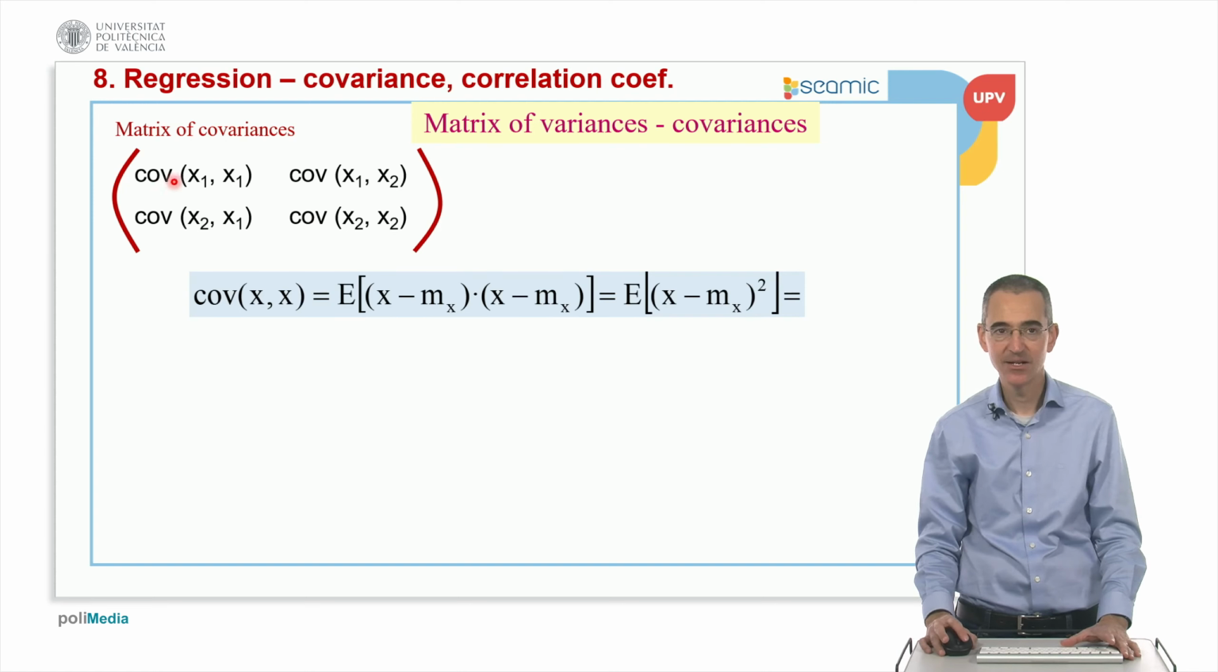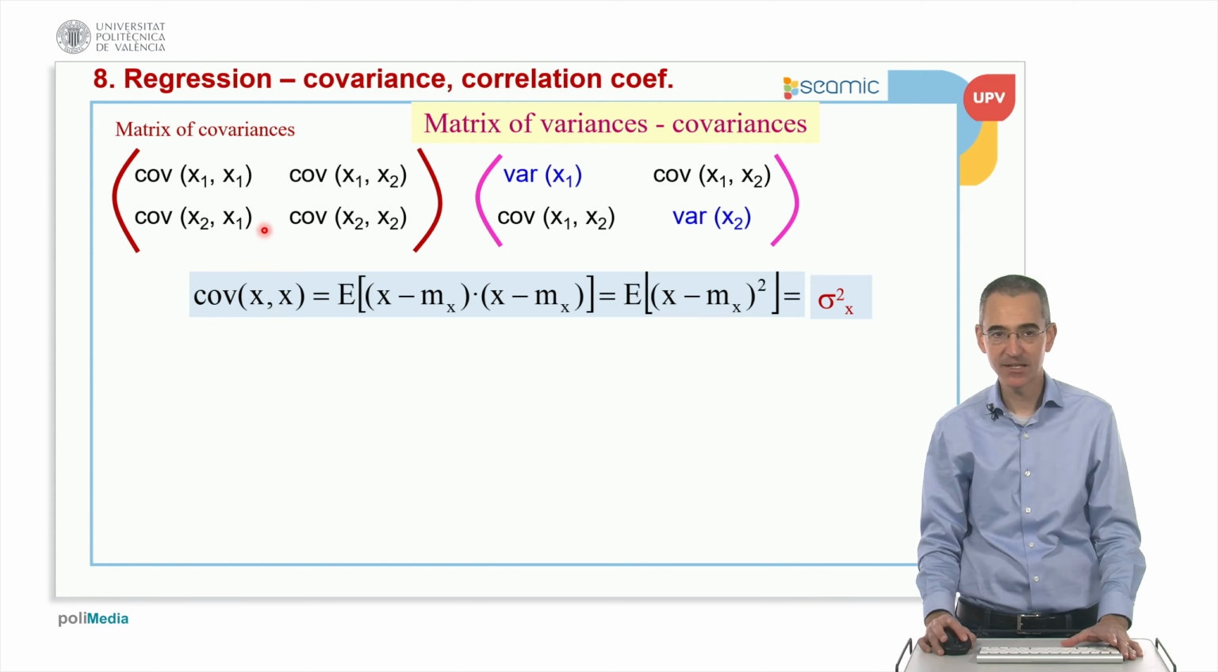Okay, but what happens? What is the covariance of x1 with respect to x1? Well, if we take the formula based on the mathematical expectation, this is the mathematical expectation of x minus the average multiplied by x minus the average, so it's the same, this is squares. So we can see that it is the variance of x. And the same can be demonstrated using the formula for a discrete set of values. So, important result: the covariance of one variable with respect to itself is the variance of that variable.